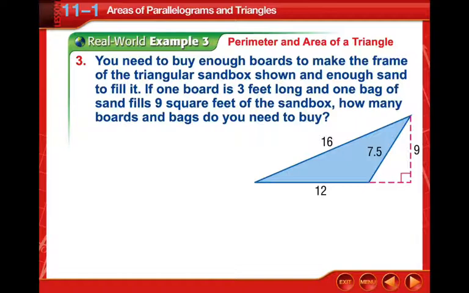So find the perimeter first. It's pretty easy because we have all three sides. We just add them up. 12 plus 16 plus 7.5. So the perimeter comes out to be 35.5 feet.